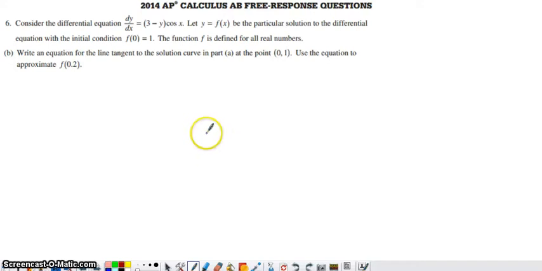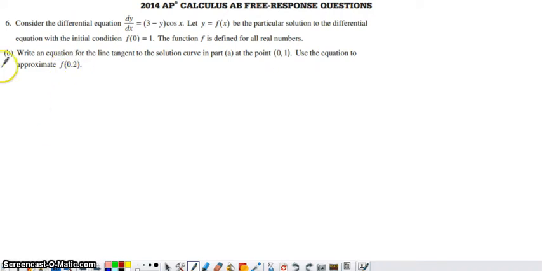Here's part B of number 6 from the 2014 AB exam. They have this differential equation given to us, and then in part B they say write an equation for the tangent line to the solution curve at the point (0, 1). Use the equation to approximate f(0.2).